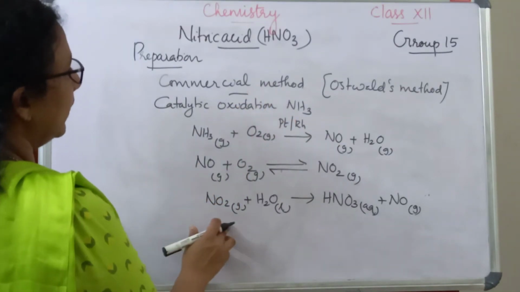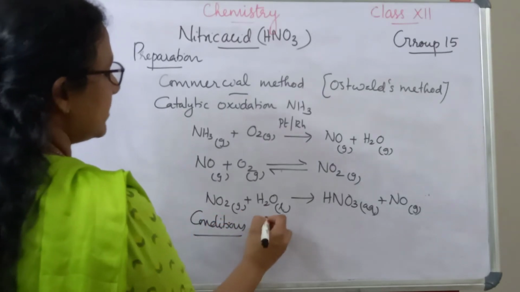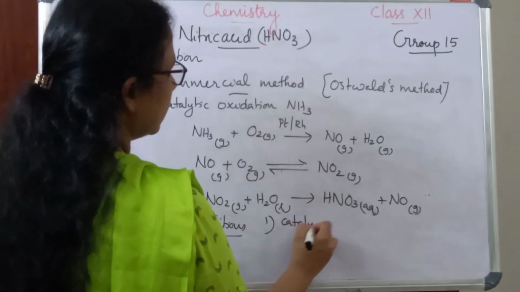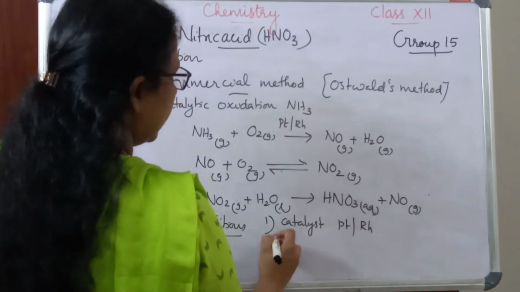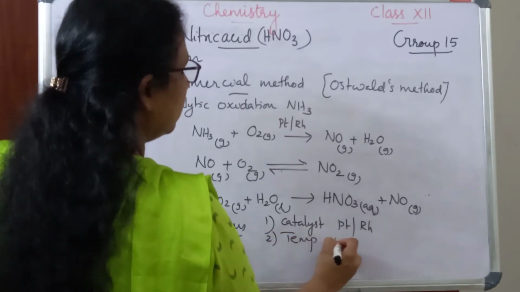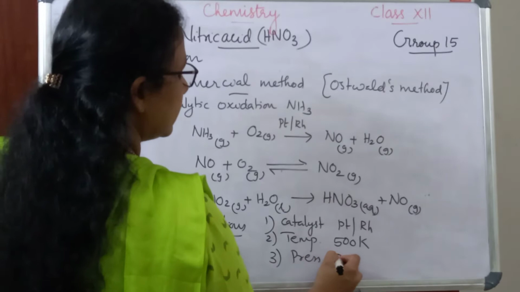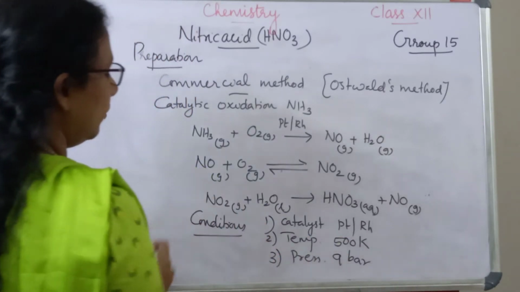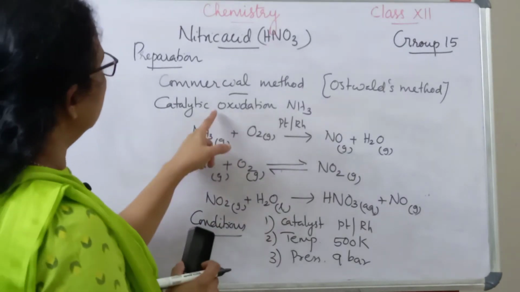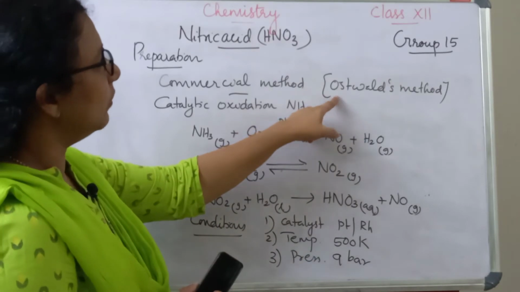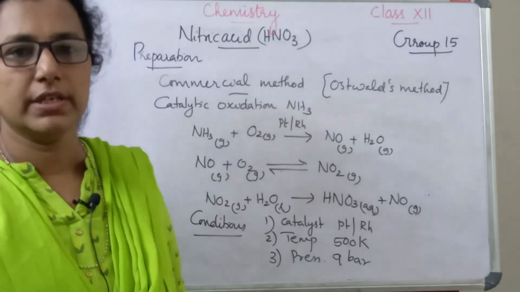Here the conditions required are important. First one is the presence of catalyst, that is platinum or rhodium. Second one is the temperature, which should be 500 Kelvin. Then the pressure, it is 9 bar. So these are the important conditions that should be maintained in this reaction. So this is the commercial method, called Ostwald's method, the industrial method for the preparation of nitric acid.